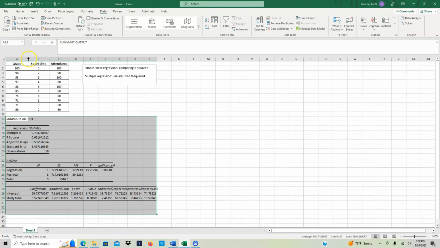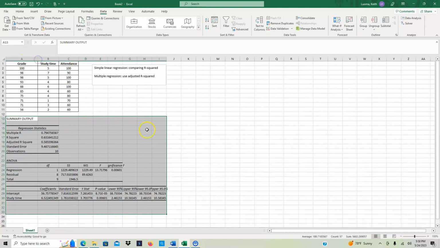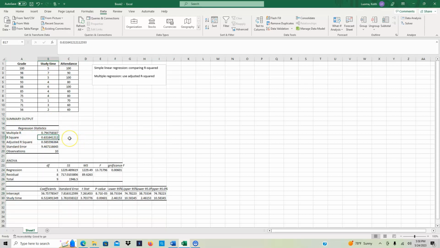All right, some of this is a little hard to read. I'll enlarge this a little bit. There we go. One thing I always check first, observations, 10 observations. Double check to make sure I've selected all of them. Now, a very important figure when you're using one variable to make a prediction is the R squared value. This value, 0.63, is saying that approximately 63% of the variation in grade is explained or predicted by study time. So in other words, study time does help predict grade.